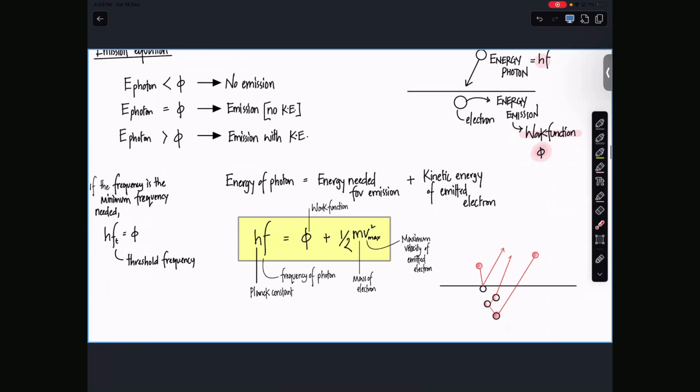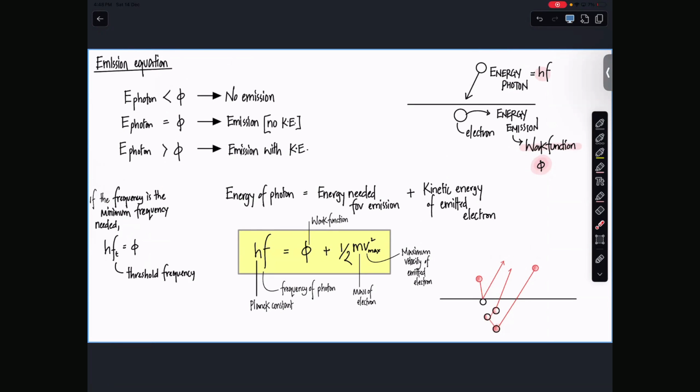And yep, that is it. Copy whatever you want. I'll give you some questions to try. Instantaneous, right? It happens instantly. There's no delay in it. If it was a wave behavior, it would take time. But in the photoelectric effect, if you have the right frequency, the emission happens right away.